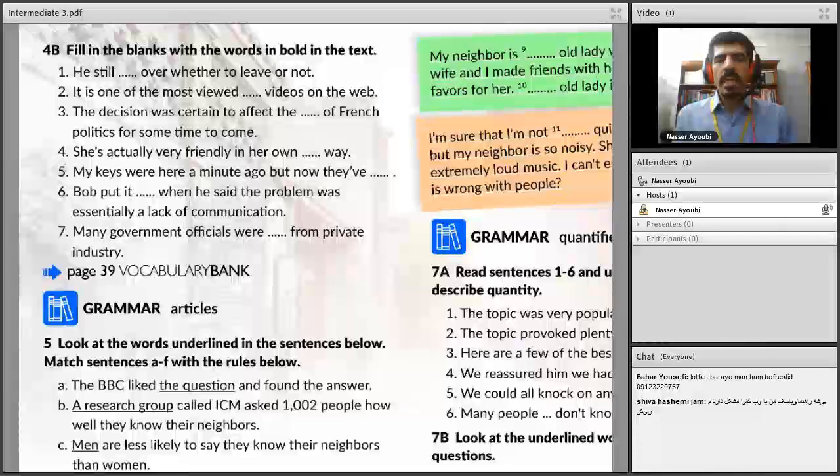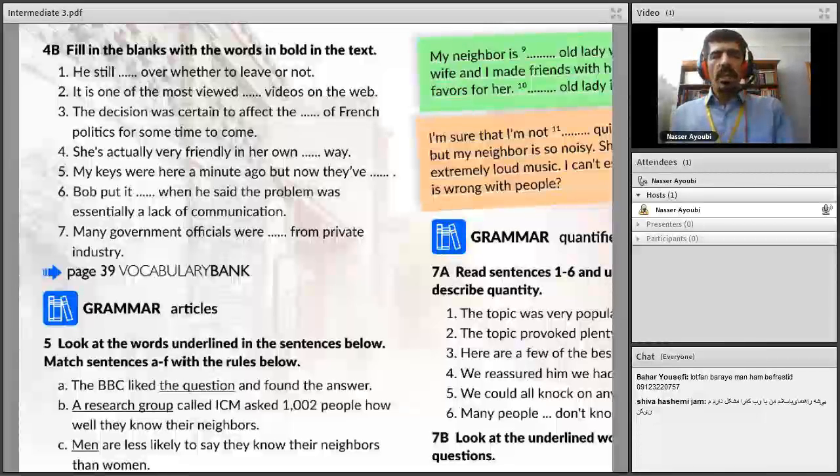Number seven, many government officials were recruited from private industry. I just wanted to check if there are any other words left. So number seven is were recruited.